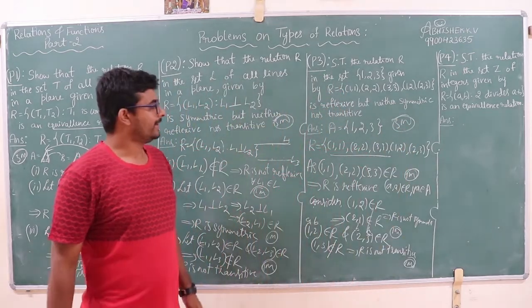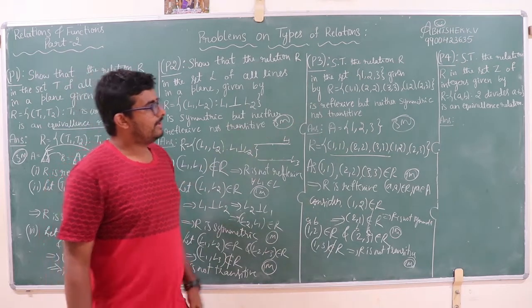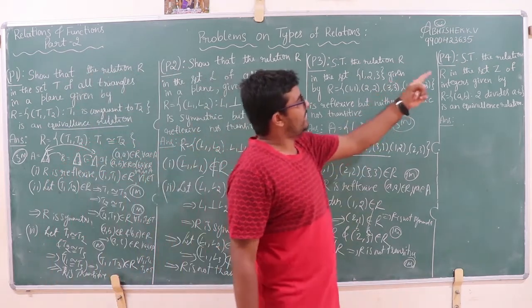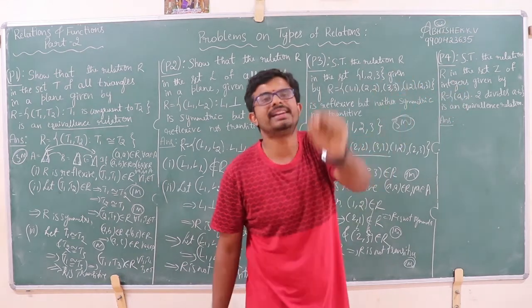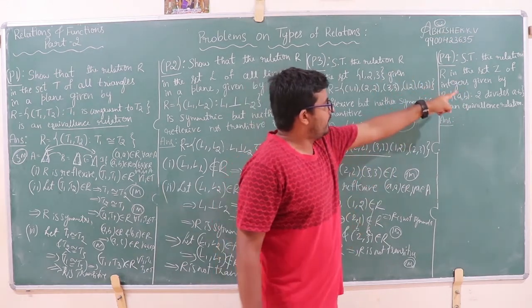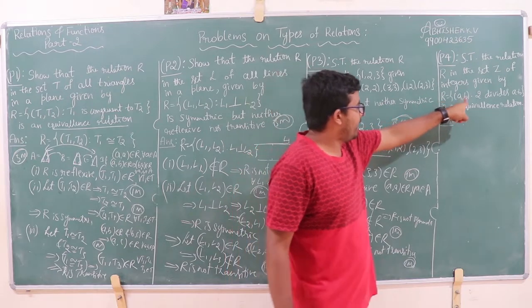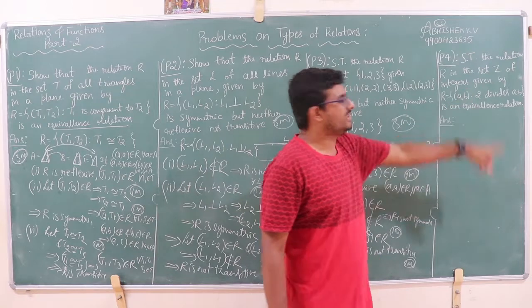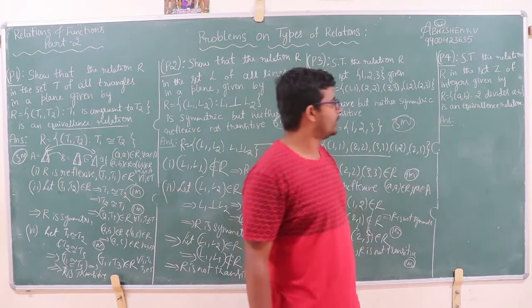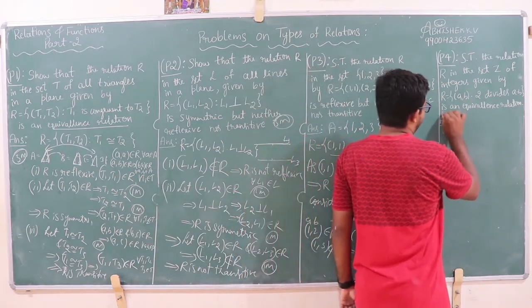I hope you are all getting this. Yes, look at the next problem. Show that the relation R in the set Z, where Z represents the set of all integers, given by (a, b) such that 2 divides a minus b, is an equivalence relation. Very, very important questions for your annual examination.